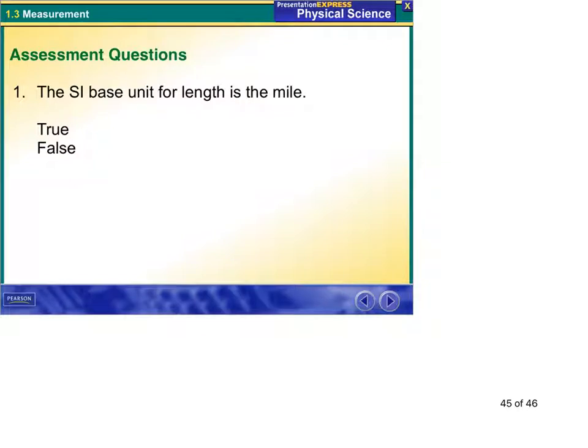The SI base unit for length is the mile. Definitely false. A mile is an English unit, the SI unit for length is the meter.